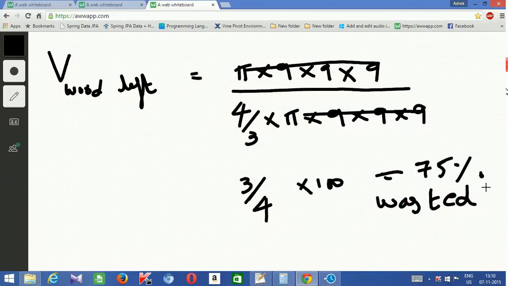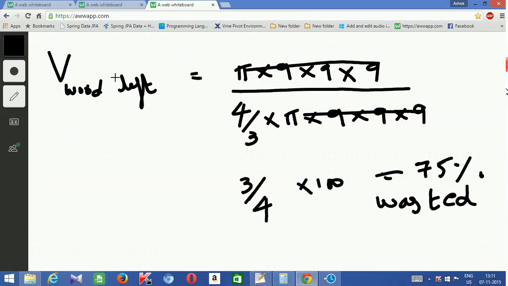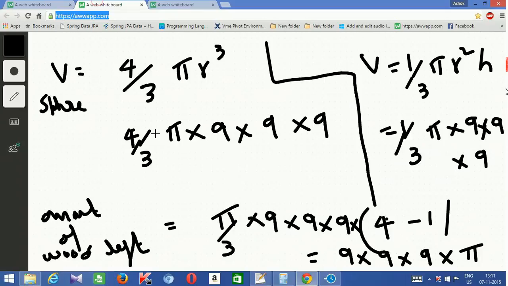Alright, I will explain you again. The cone of height 9 cm with diameter of its base 18 cm is carved out from a wooden solid sphere of radius 9 cm. So a wooden solid sphere of radius 9 cm is there. So the volume of a sphere will be 4 by 3 pi r cube typically. So that is what I have written here: 4 by 3 into pi into 9 into 9 into 9.